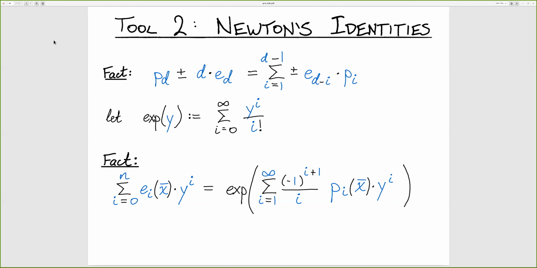But how does this give us any kind of algorithm? Here you have two infinite objects. This inner function is some infinitely long power series, and then applying the exponential, it's also some infinite object. So I want a finite algorithm. What are we going to do?